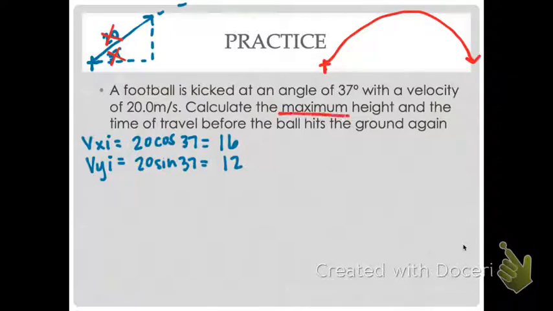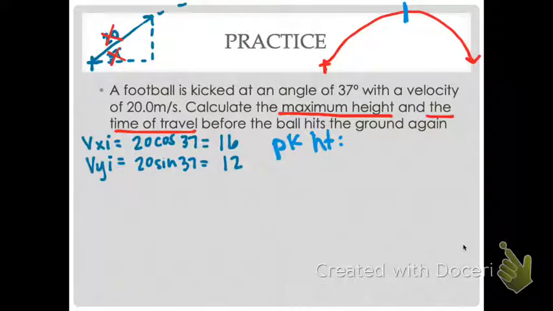We have two parts to the problem that we need to solve: the maximum height and the time of travel before it hits the ground again. So we want to know the maximum height, which is right here, right? Peak height. We want to find out how high it's going. And then we want to find out the total time. Do we agree? All right, so let's do peak height first. I'm going to say we're solving for peak height first, or maximum height.